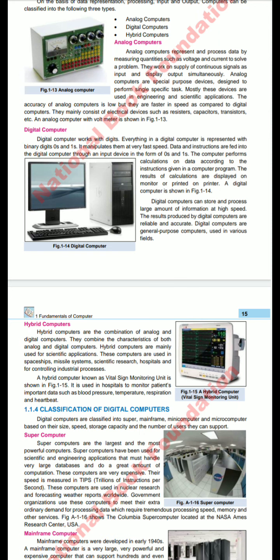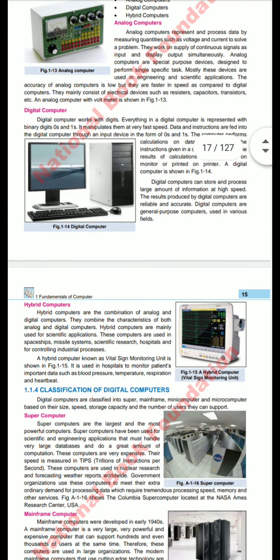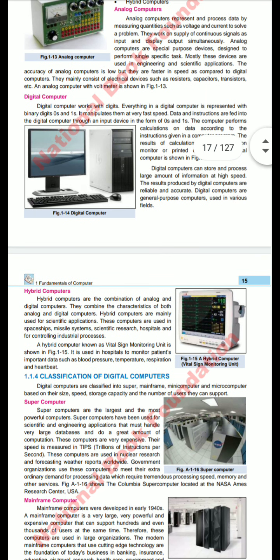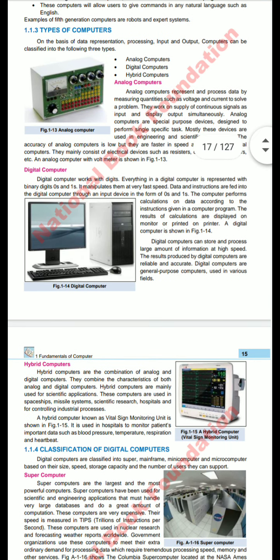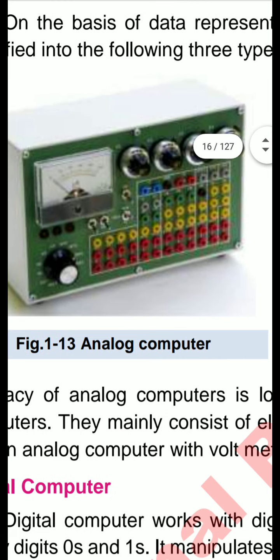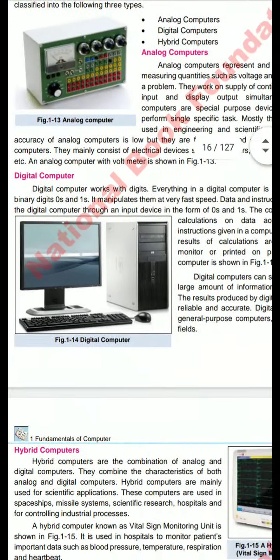They mainly consist of electrical devices such as resistors, capacitors, transistors, etc. There are a number of resistors, capacitors and transistors in an analog computer. They are mainly directly concerned with electricity. They are known as analog computers. The diagram of an analog computer is as shown in the figure. This is the main diagram of an analog computer, and there is a needle that fluctuates when electricity passes. This is the main example of an analog computer.